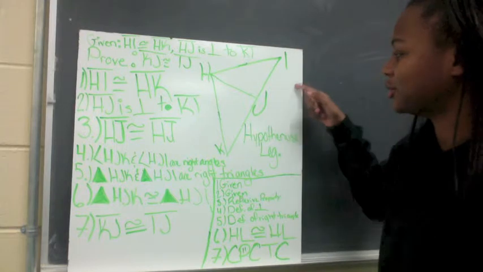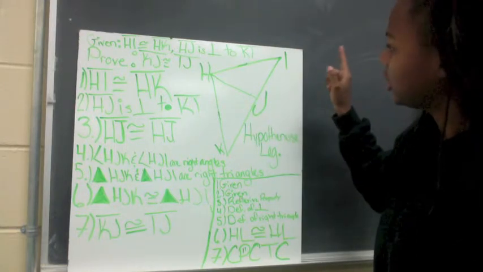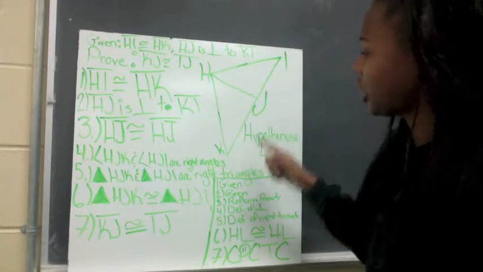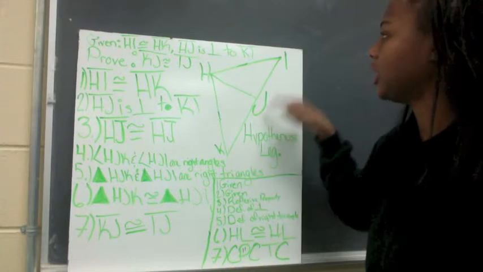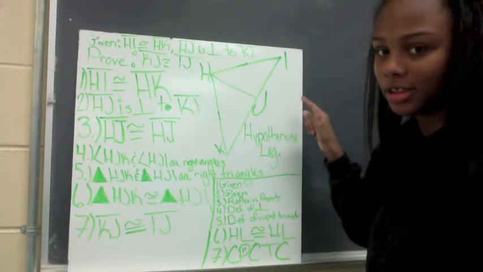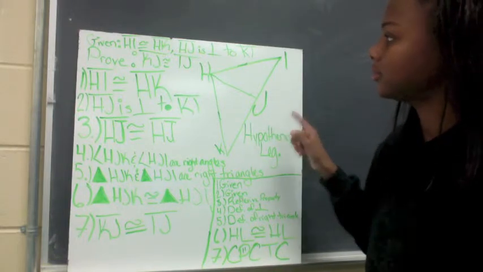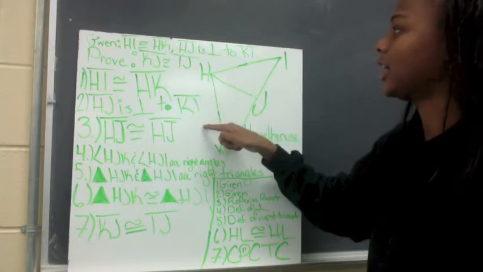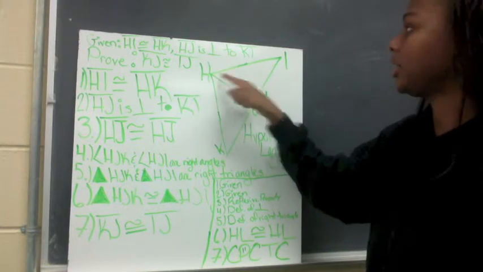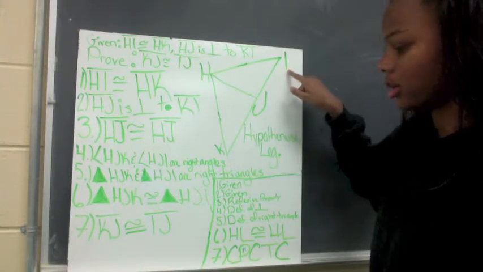Okay, so this is a triangle, and triangle IHK. So we have to prove that KJ and IJ are congruent. The given statements are HI is congruent to HK, and HJ is perpendicular to KI.